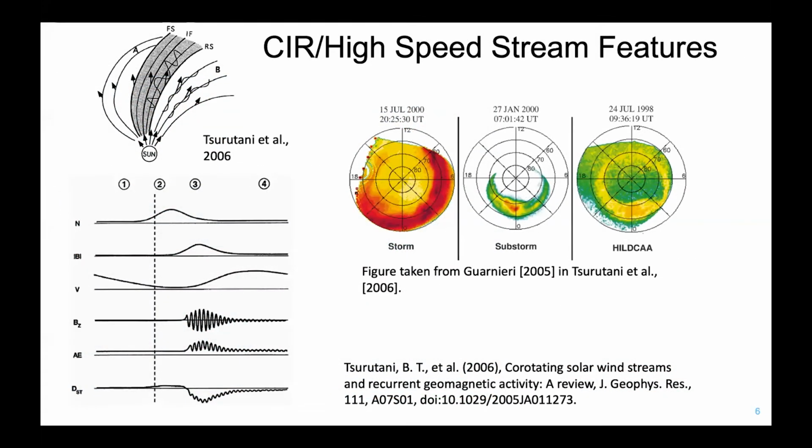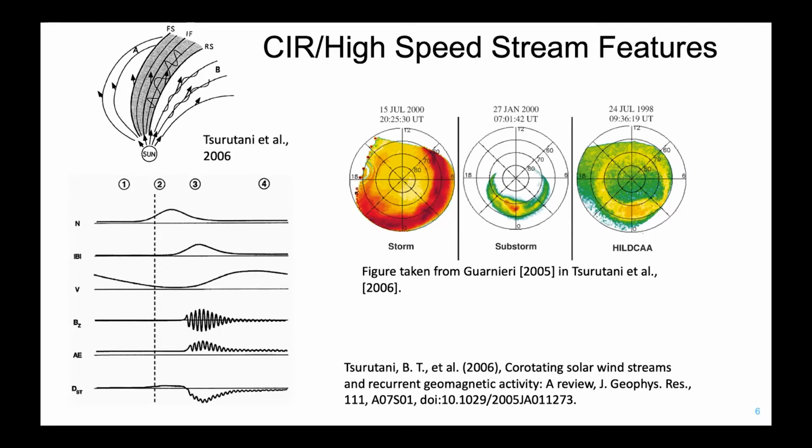So the properties of high-speed streams, I wanted to go over them just really quickly. These are from Bruce Girottani. You can see his plot on the left-hand side there of what the parameters basically look like in a high-speed stream that's hitting the Earth.